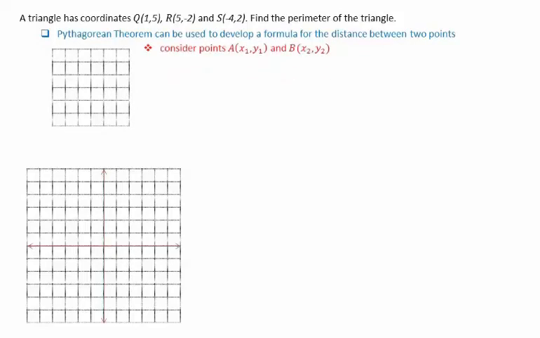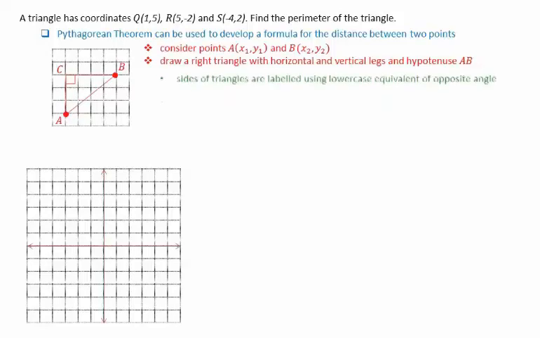Let's consider the points A at (x1, y1) and B with coordinates (x2, y2). First, draw a right triangle with horizontal and vertical legs and the hypotenuse AB. Note that the right angle here has been labeled C. Sides of the triangles can be labeled using the lowercase equivalents of the opposite angle. Here we have side a opposite angle A, side b opposite angle B, and side c opposite angle C.